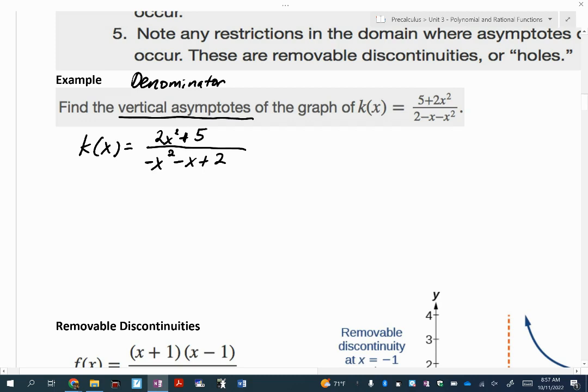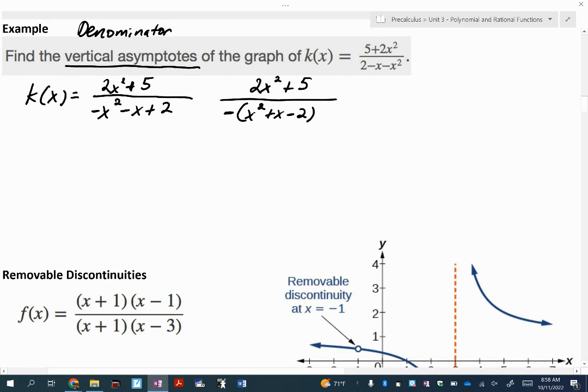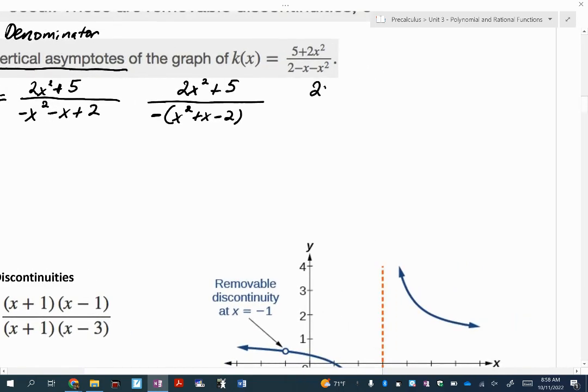Now I can't factor the top, right? The top doesn't have a common factor, and it's not the difference of two squares. So I'm going to just focus on the bottom, which again is what I care about anyway with this, the denominator. And so I'm going to factor out that negative first. That's right, the opposite of x squared plus x minus 2. You don't have to do that. I just find that students have way more success if you're factoring where your first term is a positive x squared. So keep that negative.